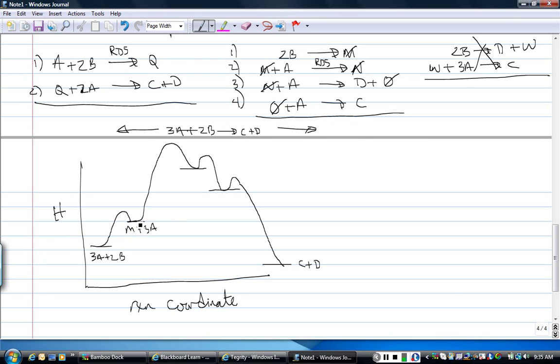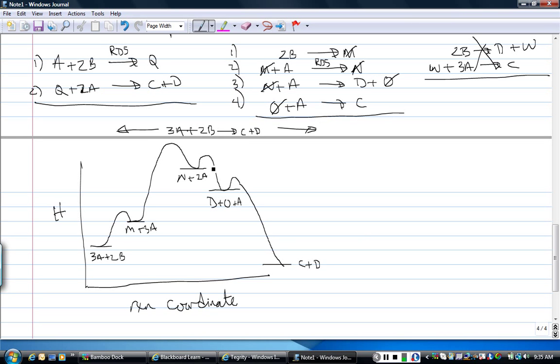The M and one of the A's combine to give rise to N. So that leaves behind 2 more of the A's. The N and one of the A's react to give D plus O, which means the other A is still left. And then the last step, the O and the A react to give C. The D simply persists. And that would be the reaction profile diagram for the second mechanism.